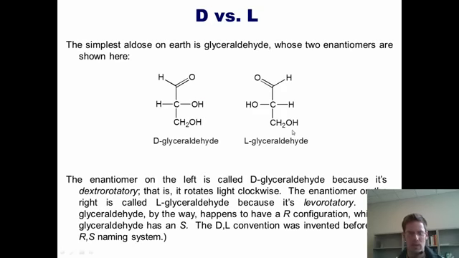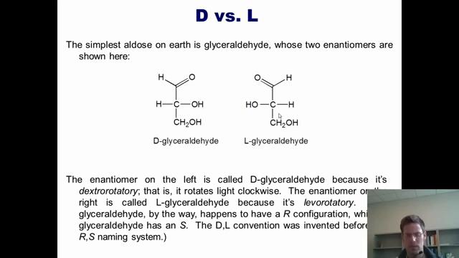I'll now introduce you to a special concept called D and L notation, which requires you to know the following background. The simplest aldose on Earth is glyceraldehyde, whose 2 enantiomers are shown here. And yes, I am showing them as Fischer projections instead of the traditional wedge and dash structures we've become accustomed to in the past. The enantiomer on the left is called D-glyceraldehyde because it happens to be dextrorotatory. That is, it rotates plane polarized light clockwise. The enantiomer on the right is called L-glyceraldehyde because it happens to be levorotatory. That is, it rotates plane polarized light counterclockwise.